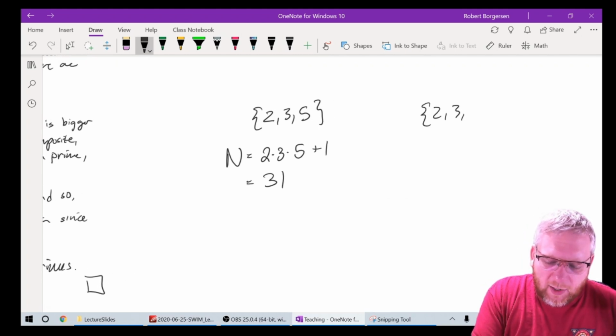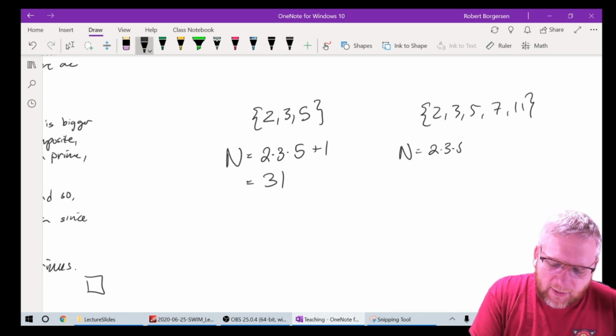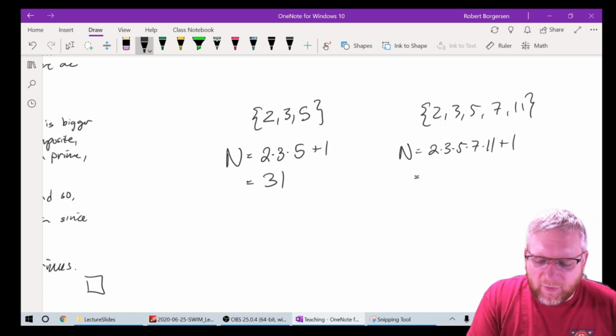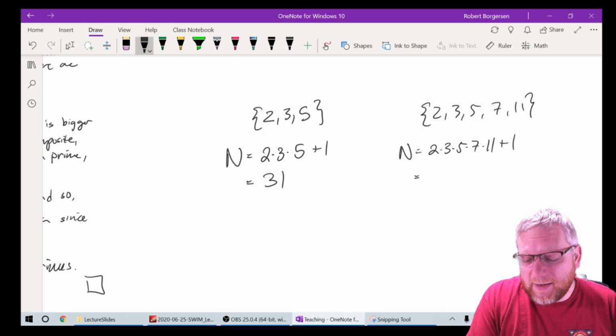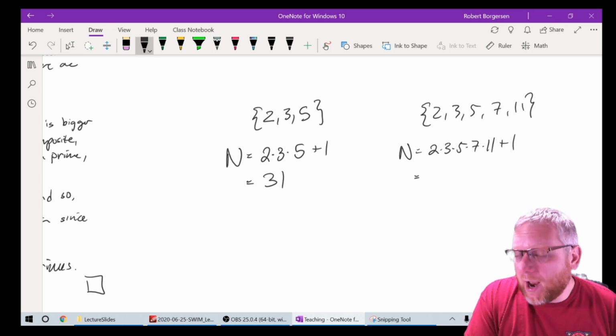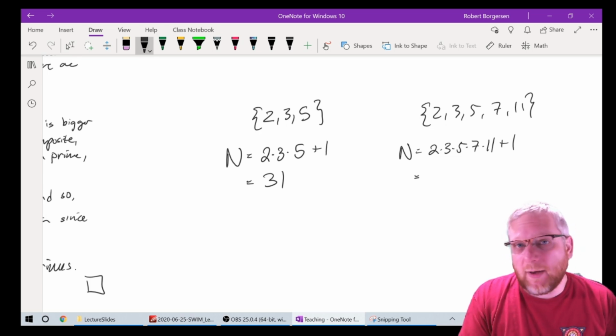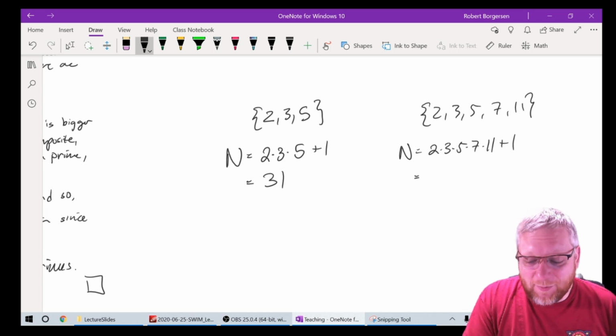If 2, 3, 5, 7, and 11 were all the primes there were, then the number N, which is 2 times 3 times 5 times 7 times 11 plus 1, whatever that happens to be, is not going to be a multiple of 2, 3, 5, 7, or 11. It may or may not be prime. It might be a multiple of 31, maybe. But it's certainly not going to be a multiple of 2, 3, 5, 7, or 11.